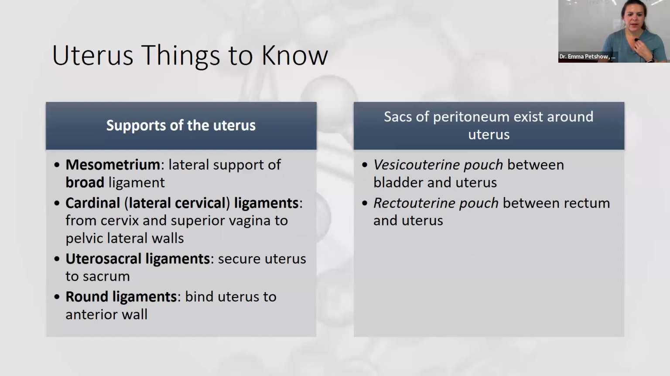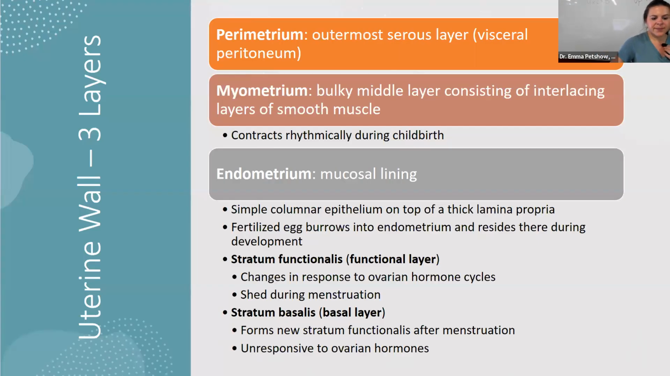Okay. Again, more supports of the uterus. These are just more ligaments, more supports. This is anatomy. I'm not going to go in depth. And then the uterine wall, the 3 layers. The most important piece about the uterine wall is to understand the endometrium, because the endometrium is where implantation will take place. So that's an important functional, structural layer to know.